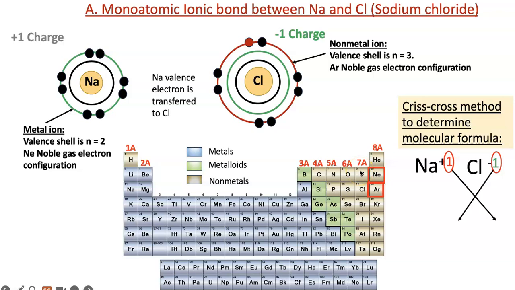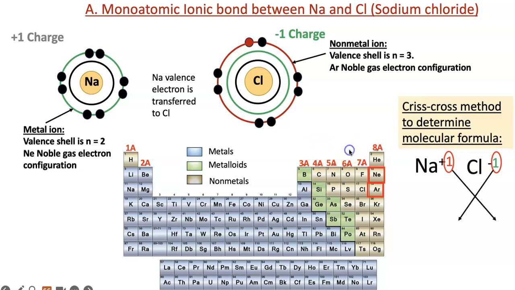Nonmetals, their ion charge is a negative charge, and it's equal to how many electrons they need to become 8. So we talked about this earlier in the periodic table unit 3. If you're in group 7, your charge will be -1 because you need one more negatively charged electron to become 8. Another example, if you're in group 6, you need 2 electrons, so your charge will be -2. If you're in group 5, your charge will be -3. If you're in group 4, you could be +4 or -4.